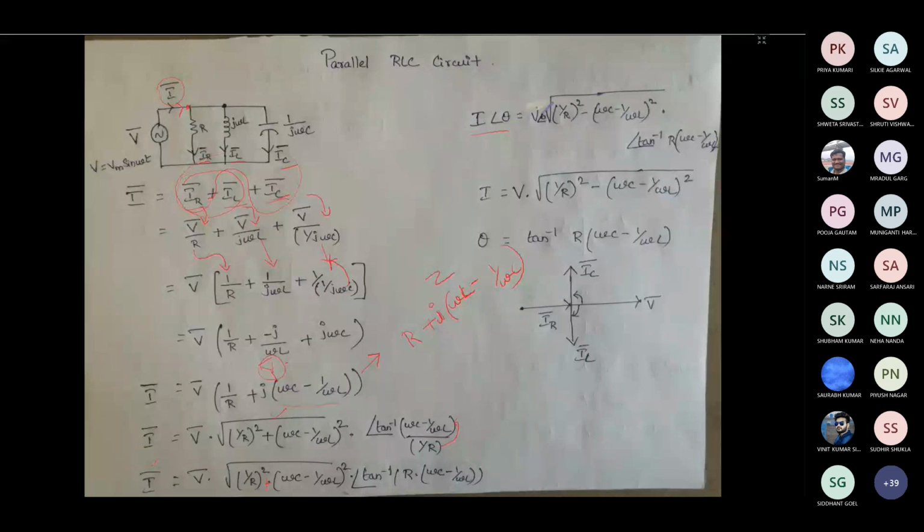So this V phasor is V angle 0 degree, because we have considered Vm sin omega t. Then we are getting this as magnitude and tan inverse of R into omega C minus 1 by omega L. So you can compare the magnitude. This is the magnitude and this is the angle. Okay, so here you are having I and here you are having theta. Now the point is, depending on the value of omega C and 1 by omega L, whether the current is leading or lagging with respect to the voltage, that we can find out.